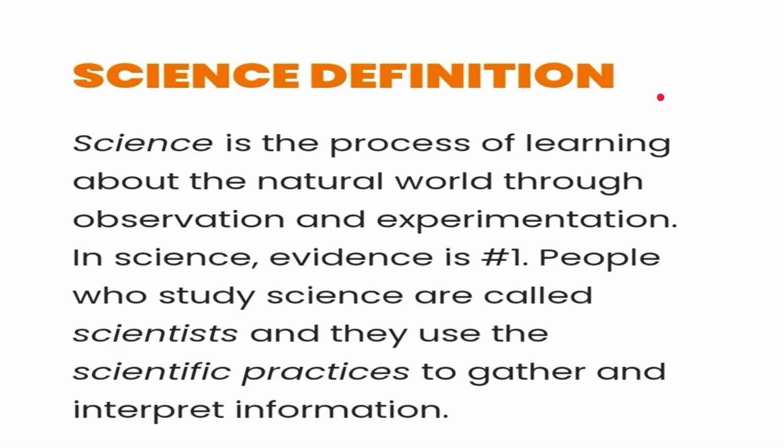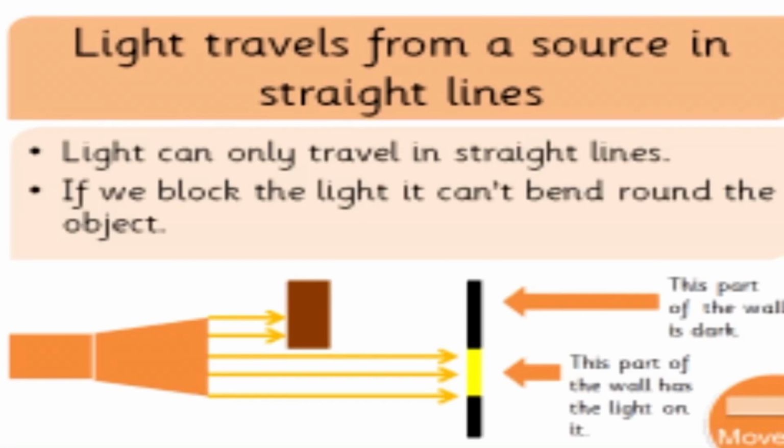Science definition. Science is the process of learning about the natural world through observation and experimentation. In science, evidence is number one. People who study science are called scientists, and they use the scientific practices to gather and interpret information. Interpret is like they gather and they study information. Okay, let's learn about light.